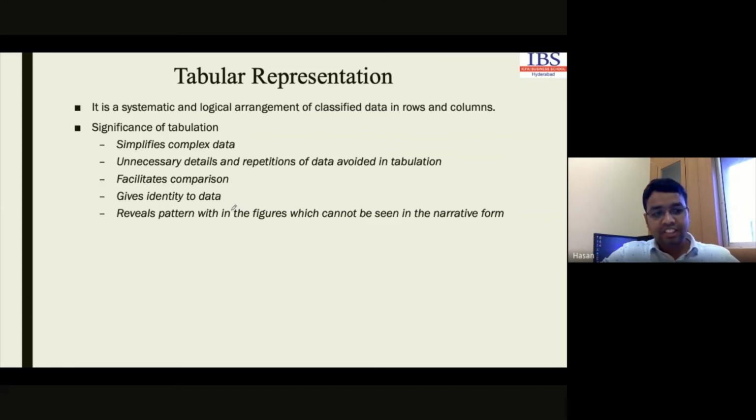Narrative form means when we have the raw data, it is random in nature, so we cannot see anything from the random data. If we present it in a tabular form, it will reveal the trend, what trend it is actually following. So this is tabular representation.